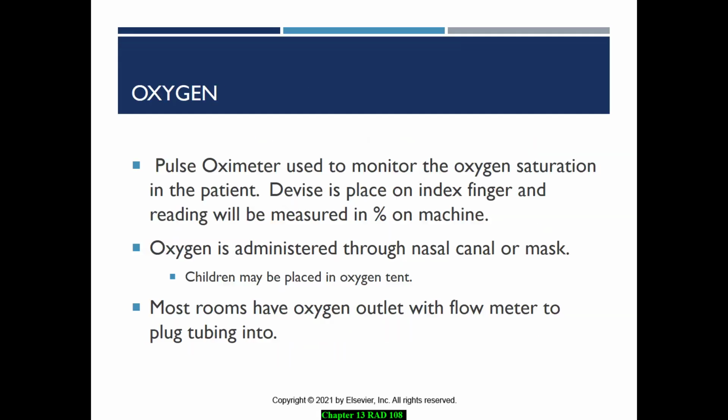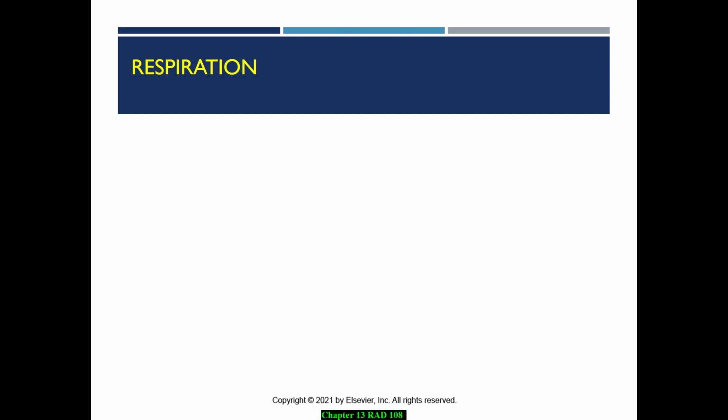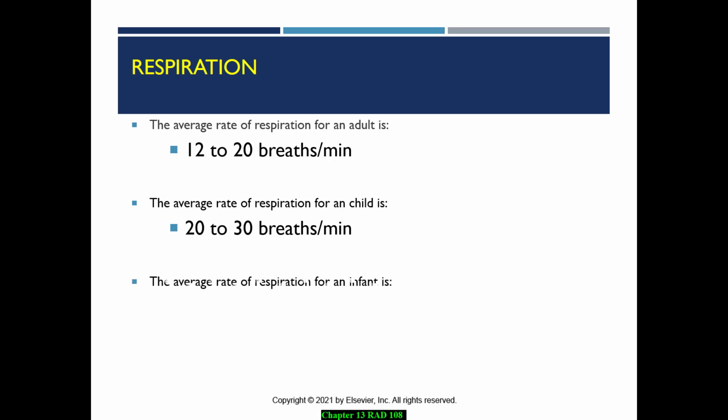We will practice using the pulse ox when we get into lab. With pulse ox, we're looking for how much oxygen saturation is taking place in that patient, and do they need to be put on oxygen. And we're also going to take respirations when we're down in lab.